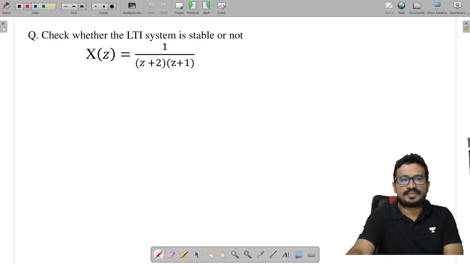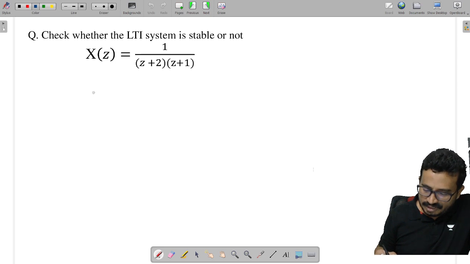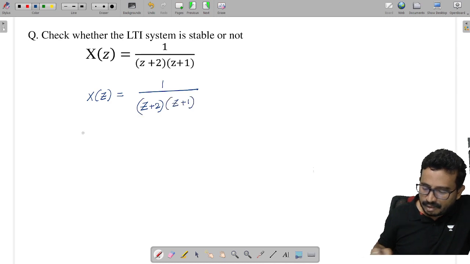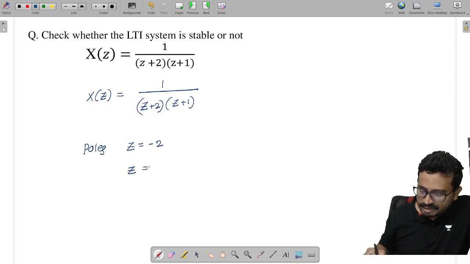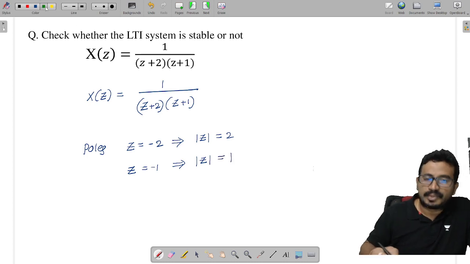Now let's see some problems. Take this thing here. Now this H of Z or X of Z is given. Tell me, X of Z is given as 1 by (Z plus 2) into (Z plus 1). Now you can see the poles of the system here. One is at Z is equal to -2. The other one is at Z is equal to -1. So you can simply do mod Z. Mod Z, how much here? Tell me, 2. And this mod Z is equal to 1. Right.